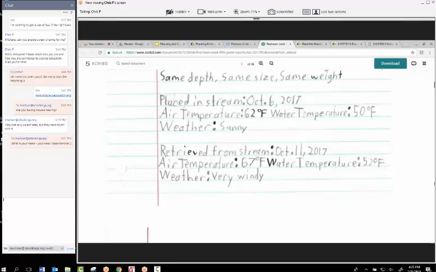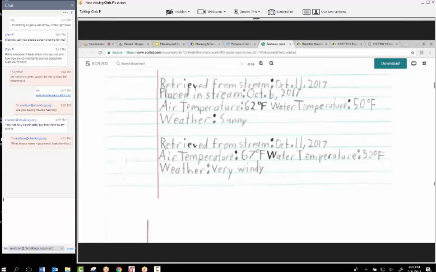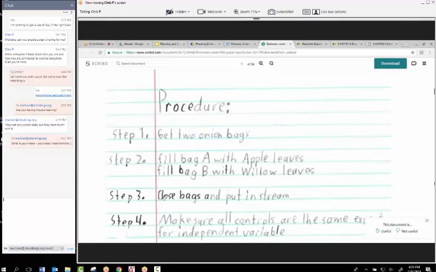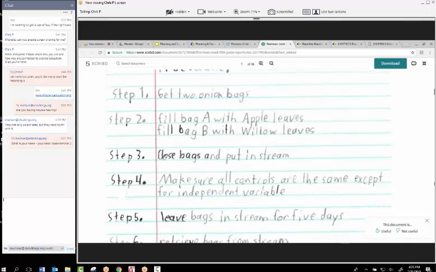Otherwise it would take us forever to count them all. And macroinvertebrates colonize in those onion bags, and then we go and retrieve them and collect our data. And 5th graders love bugs. So he wrote out a procedure.